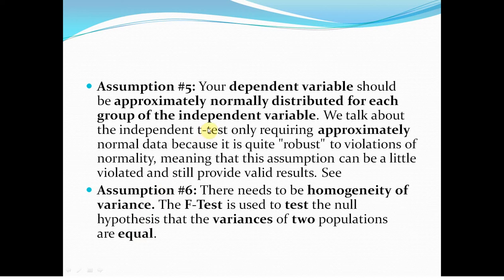This one here, number 5, your dependent variable should be approximately normally distributed. There's a test for that, Kolmogorov-Smirnov, and I have that done on my YouTube channel. And number 6, for this one here, we assume that the variances of the 2 groups are equal, and there's 2 ways of doing this, and the one that I mentioned there is the F-test.